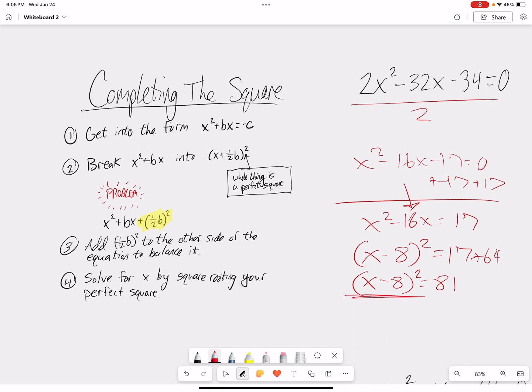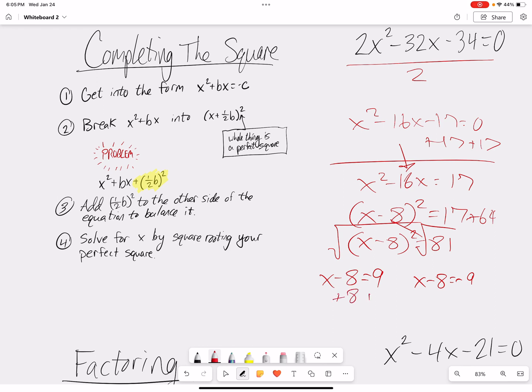Well, now this whole side of the problem is a perfect square, so we can take the square root of the entire thing. The square root of something squared is itself, so we've got x minus 8 left over here, and on the other side, we've got the square root of 81, which is 9 and negative 9. And these are the two equations we can solve to get our 2 zeros. X equals 17 and x equals negative 1.